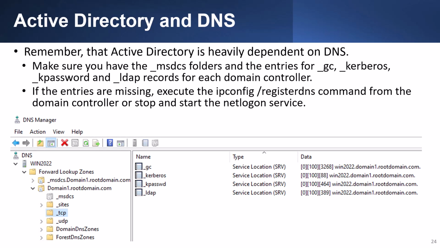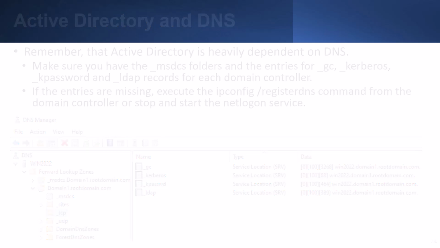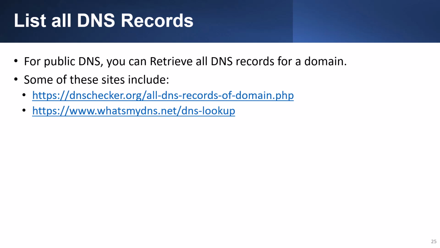Remember, Active Directory is heavily dependent on DNS. Make sure you have the _msdcs folder and the entries for _gc, _kerberos, _kpasswd, and _ldap records for each domain controller. If the entries are missing, execute the ipconfig /registerdns command from the domain controller, or stop and start the Netlogon service. A server reboot will also work. For public DNS, you can retrieve all DNS records for a domain using some of the sites shown on the screen.